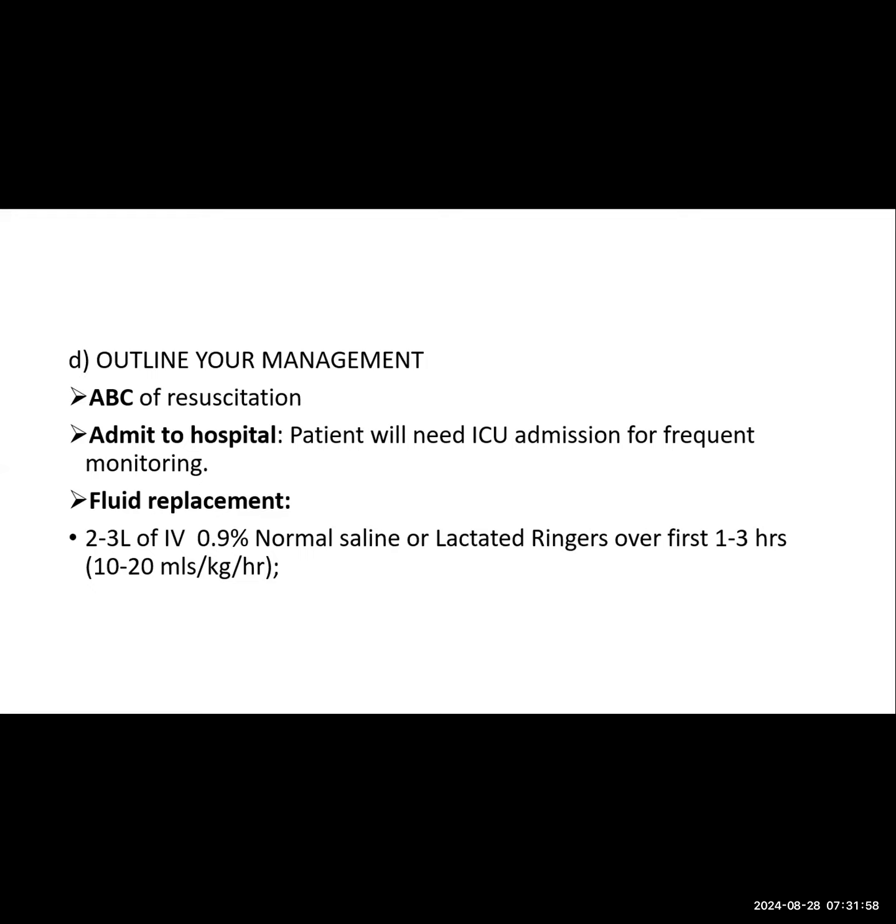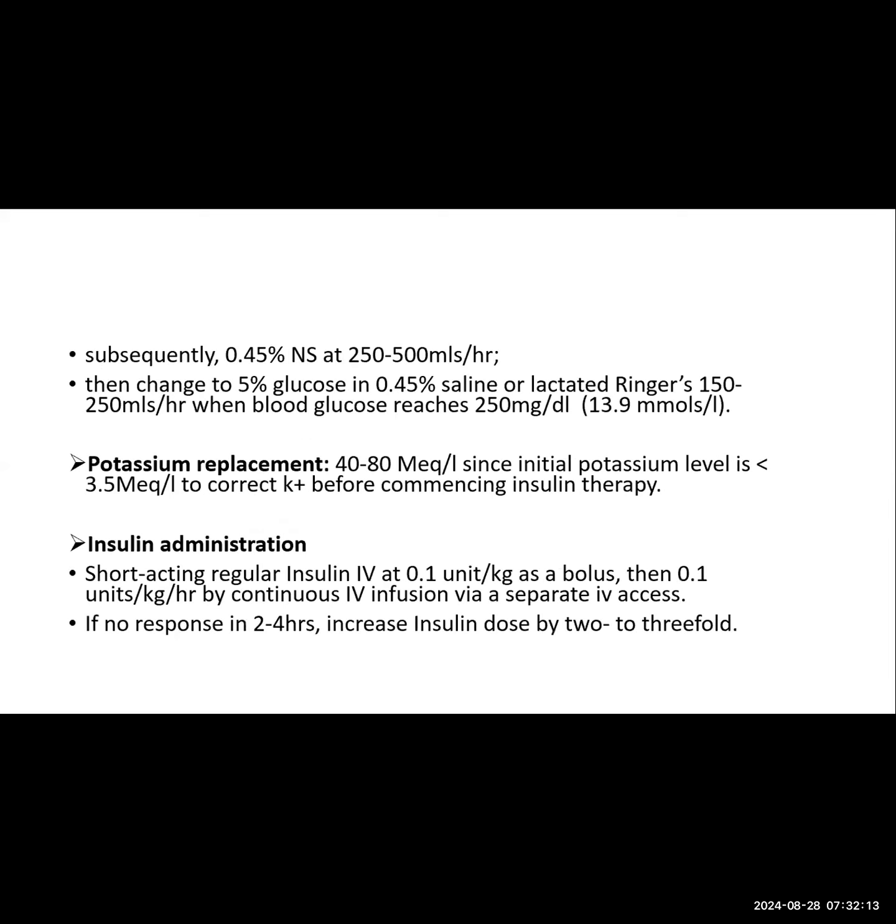Fluid replacement. Patient will be given 2 to 3 liters of IV fluid, 0.9% normal saline. I'll use lactated Ringer's over the first 1 to 3 hours at the rate of 10 to 20 mL per kg per hour. After this, I'll evaluate this patient to check for the corrected sodium. If corrected sodium is less than 135 millimoles per liter, then I'll move this patient over to 0.45% normal saline at 250 to 500 mL per hour.